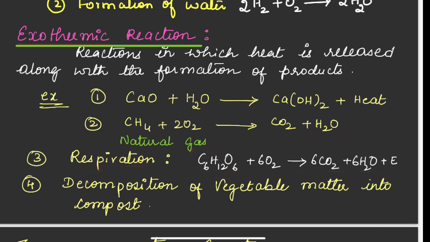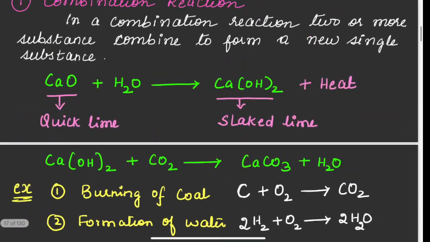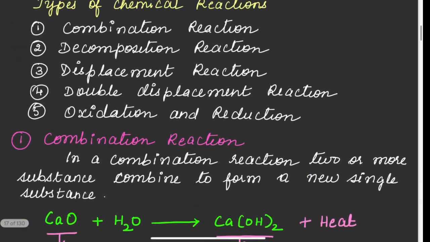And then the last example for exothermic reaction is decomposition of vegetable matter into compost. The vegetable matter which is decomposed, meaning is breaking down. So breaking down of vegetable matter is an example for exothermic reaction. Even this example can be asked in the examination whether it is exothermic or endothermic reaction. So you have to write decomposition of vegetable matter is an exothermic reaction because a large amount of heat is given out during this reaction. So this is about in detail the combination reaction.